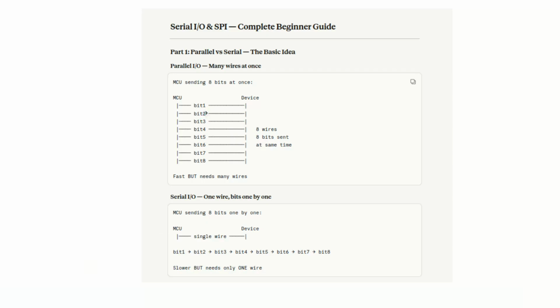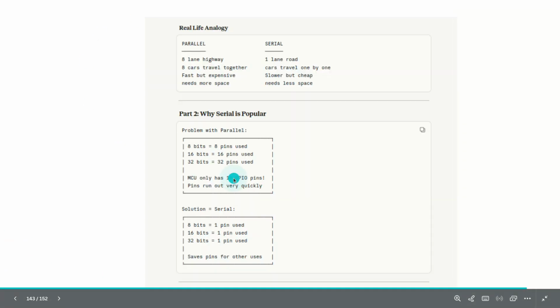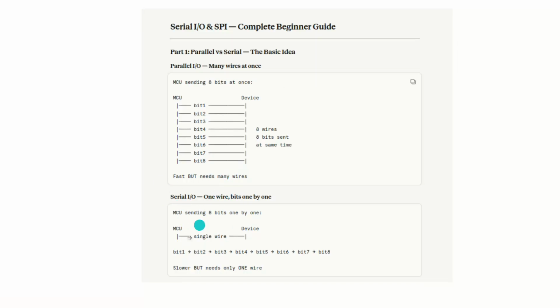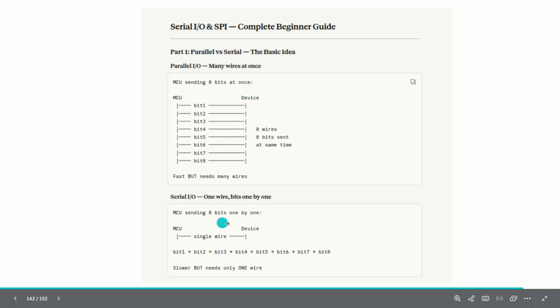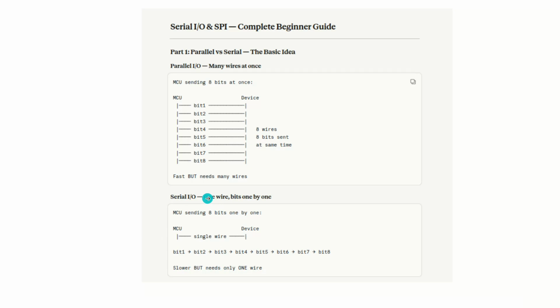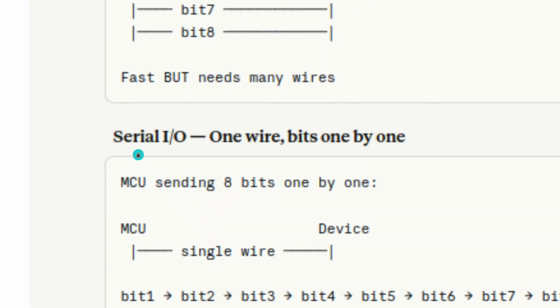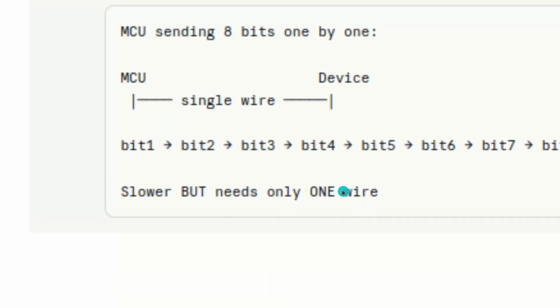So in parallel IO, the MCU, that is our microcontroller unit, can send 8 bits at once by using 8 wires, right? So 8 bits can be sent in parallel at the same time to the device. It is fast, but the problem in parallel IO is that it needs a lot of wires. Now in the case of serial IO, there is only one wire, and one bit after another is how the microcontroller unit can send bits to the device. So you have to understand that serial IO is slower, but it needs only one wire.